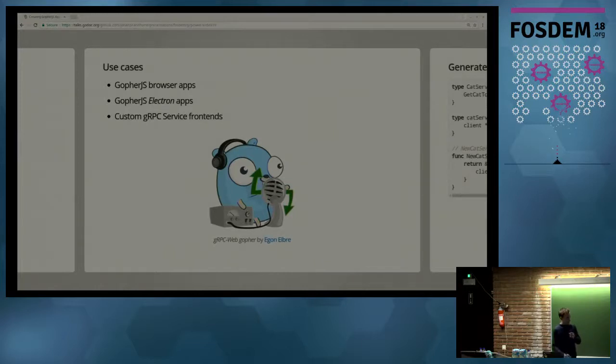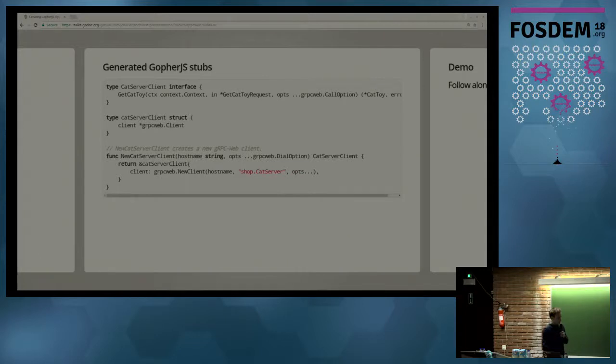So what can we do with it? You could write a GopherJS browser app. You could write a GopherJS Electron app, for example, and use it to communicate with your backend. Or you could just write a generic front end for your gRPC service. It doesn't even have to be a Go gRPC service. But we're going to have an example later to see what it looks like. And essentially anywhere where the front end talks to the back end. So here's the generated code, and if you just remember back a couple of minutes ago, the Go client generation, it's supposed to look very similar to that, so you get a very similar interface with a constructor like this that returns you the interface from the generated code.